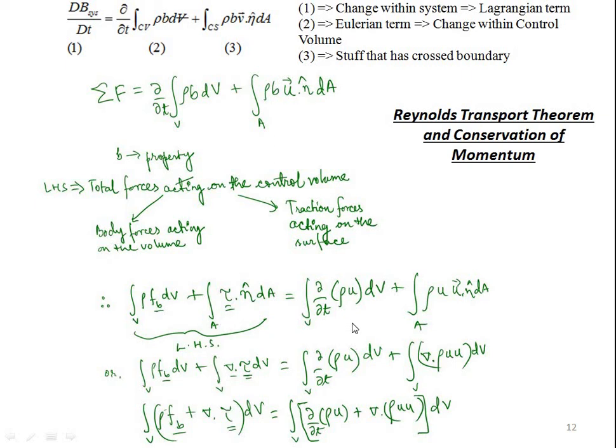Now we keep the RHS the same. We have the volume integral of del/del t of rho u dV plus the area integral of rho u u dot n dA. Please note that here we have replaced B, our general flow property, with velocity u. This is actually momentum. This is the conservation of momentum equation. Momentum is what? Mass times velocity. We are basically solving Newton's second law of motion, and we now come to this equation: rho f_b, plus divergence of tau, del dot tau, dV.